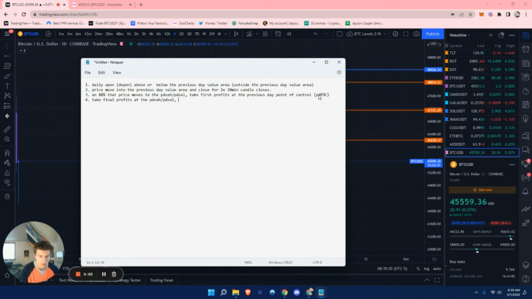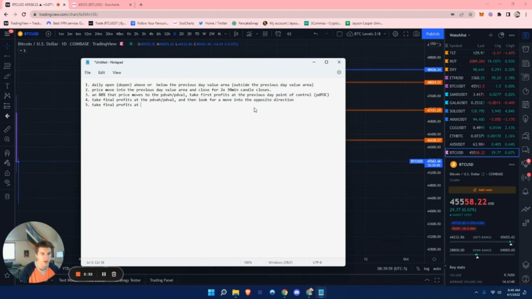Next, take final profits at the previous day value area high / previous day value area low. And then look for a move into the opposite direction. So again, if you were in a short, close that short and look for a long. If you were in a long, close that long and look for a short. And then take final profits at the previous day value area high / previous day value area low, and just do the opposite of whatever you did when price was going to start that 80% setup.